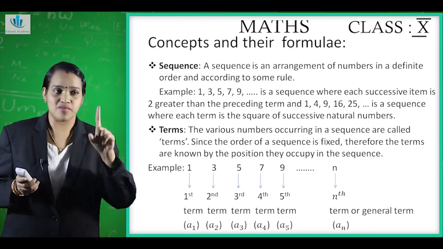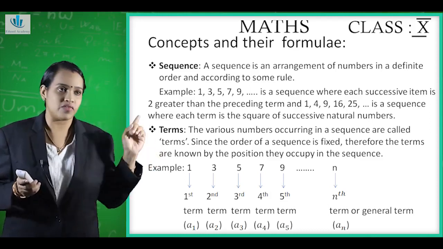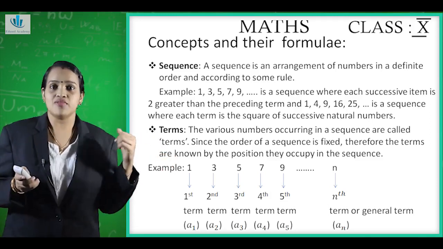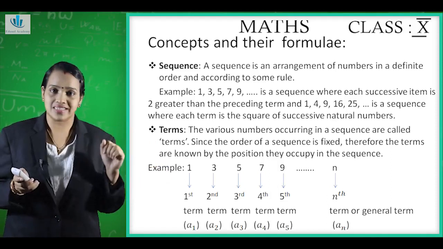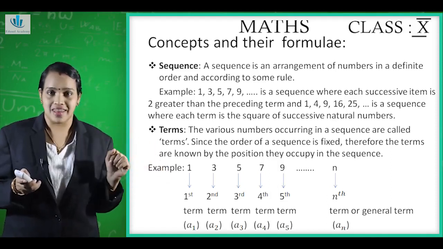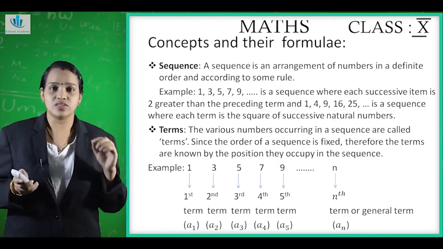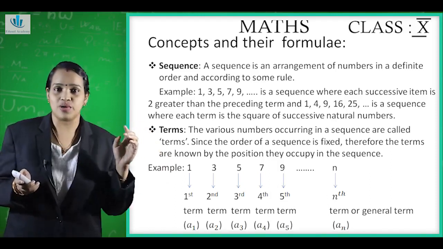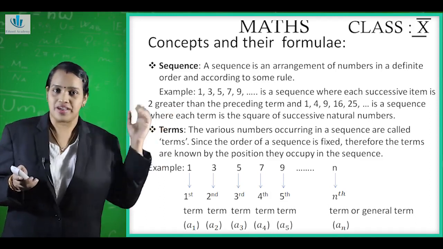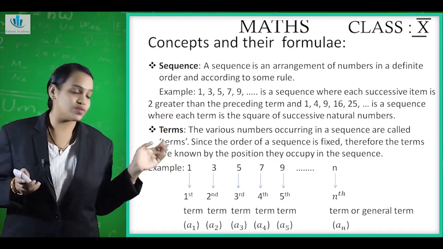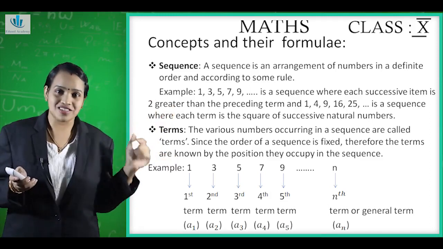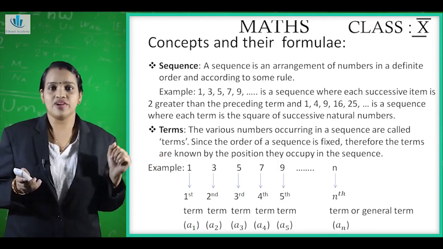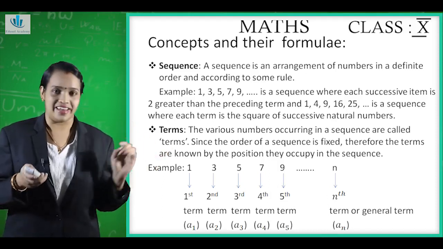What you can see is the number 1 is in the first term, or we can say the first position. 3 is in the second position. 5 is in the third position. 7 is in the fourth position. 9 is in the fifth position, and so on. We can write till n, which means we don't know which number is going to occur, so this will keep on going. That term is called the nth term. Or we can also write it as A1, A2, A3, A4, A5, and so on, and An.